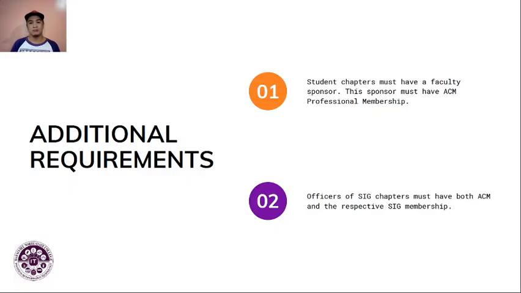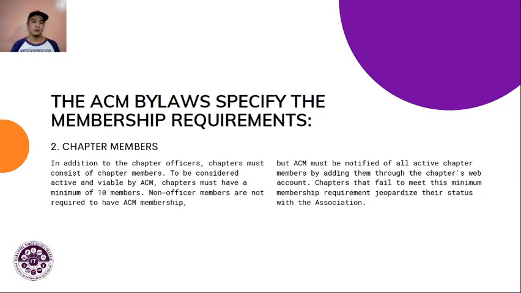So professional membership includes, aside from the data that will be taken from you, like your name, your address, and stuff like that, a professional membership fee, and I guess it happens to most organizations when you opt in to join, right? There will really be a fee for the membership. Now, number two, chapter members.